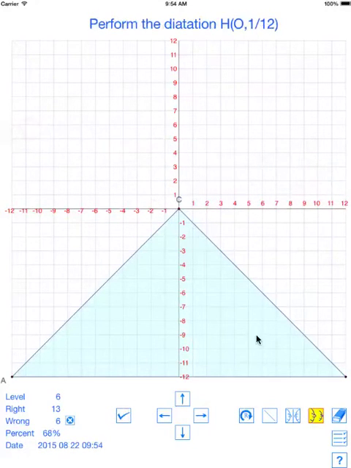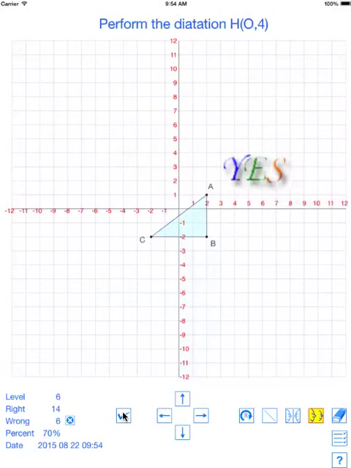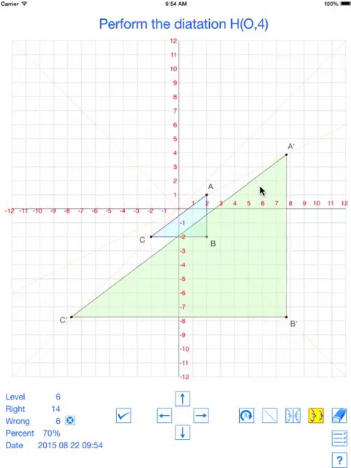Now 1/12, so I'm going to divide all my coordinates by 12. If I look at my A, it's at -12, -12. And dividing by 12, it's going to be -1, -1. So I click on the shape and then drag it to -1, -1, like that. Here my K factor is 4, so each point is being multiplied by 4. If I look at my A, it's at 2, 1. If I multiply those coordinates by 4, that's going to give me 8, 4. So click to copy and then drag it to 8, 4, like that.